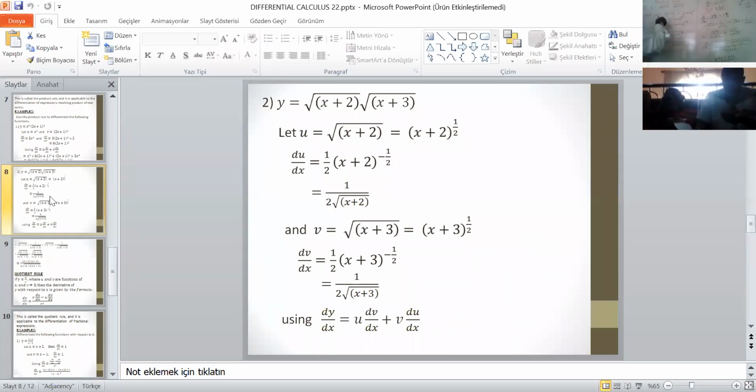Bring down the power of x, subtract 1 from the existing power. So the power that you have here is 1 over 2, so bring down the 1 over 2, that's the 1 over 2 you have here. Subtract 1 from 1 over 2. 1 is bigger than 1 over 2, and once you subtract, you get minus 1 over 2. So you have 1 over 2 bracket, x plus 2, all raised to the power minus 1 over 2.